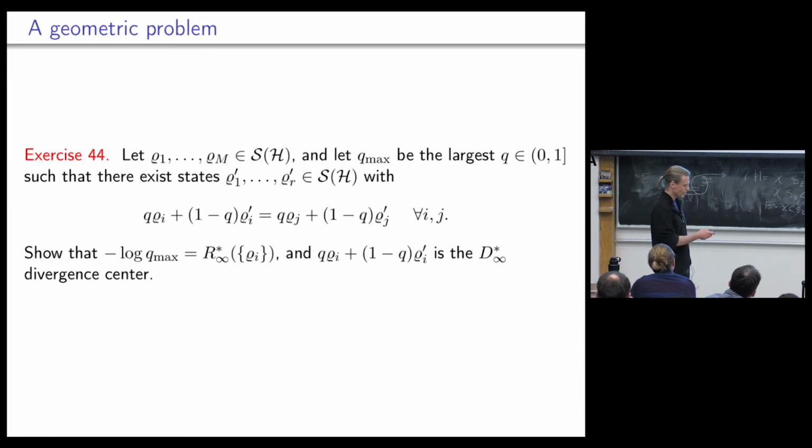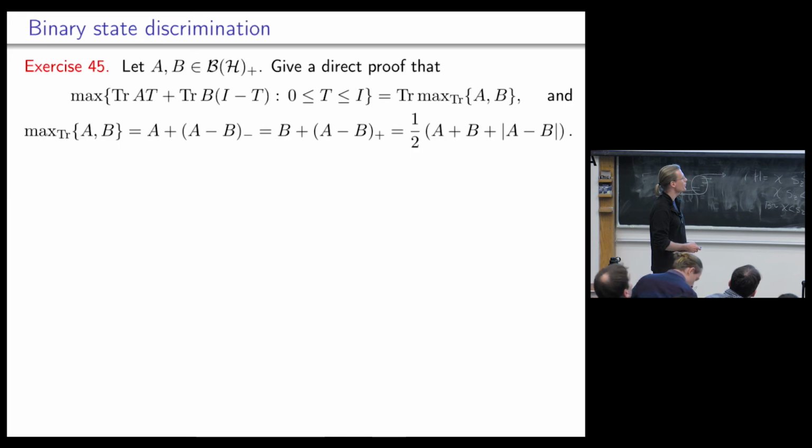So I think I'm going to skip this geometric problem, even though it is very nice. And in the last 4 minutes, I'm going to consider the special case of binary state discrimination. So before we had m different messages. It was a multi-hypothesis testing problem. Here we only have 2 messages.